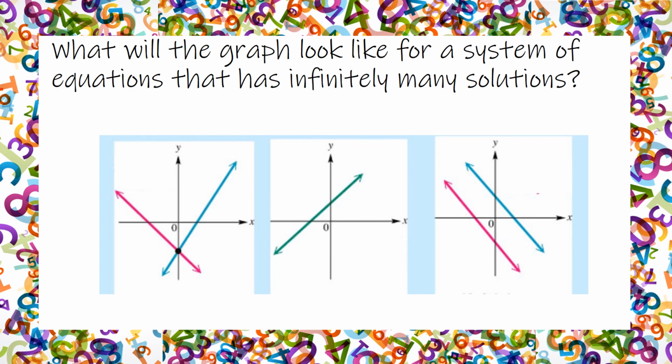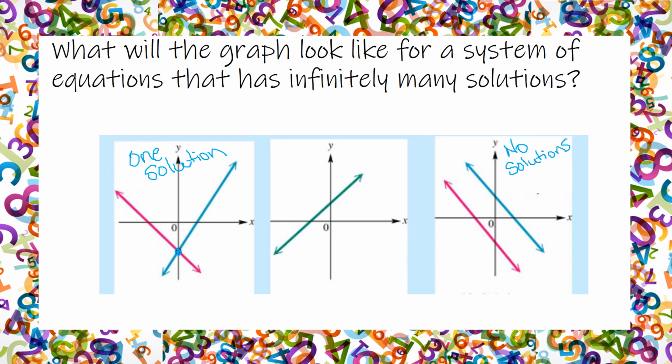What will the graphs look like for a system of equations that has infinitely many solutions? So let's go through these. The first graph here crosses in one spot. That means we can tell that ordered pair, and this would be one solution because it only crosses one time. On the far right, where you see the blue and the pink line, and they are parallel, those are never going to cross. So those have no solutions.